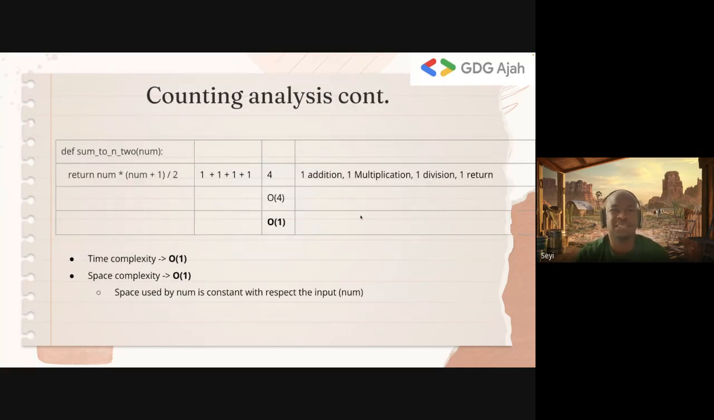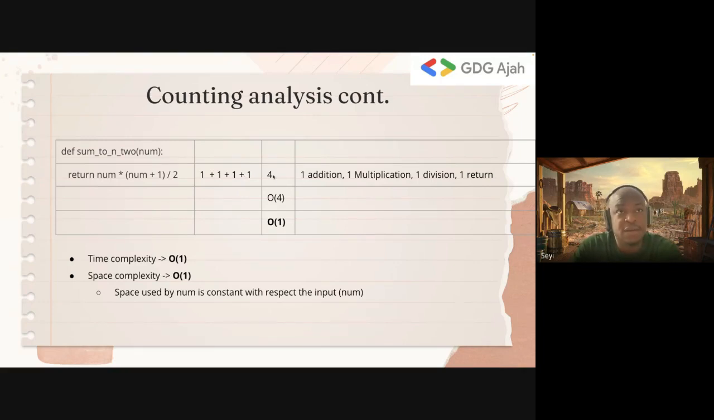Okay, so now this is a much simpler one. This was the second algorithm. Actually, it's a mathematical formula, n into n plus 1 over 2. I'll go over that later. But from an analysis point of view, what are we doing in this function? We are doing num plus 1, an addition operation. We are doing a multiplication, and we are doing a division, and we are doing a return, all in one statement. So that's why I have this 4 here, 1 plus 1 plus 1 plus 1, which is 4.